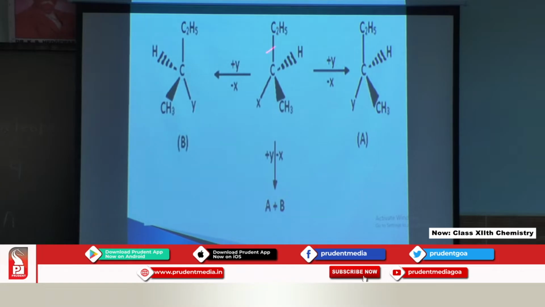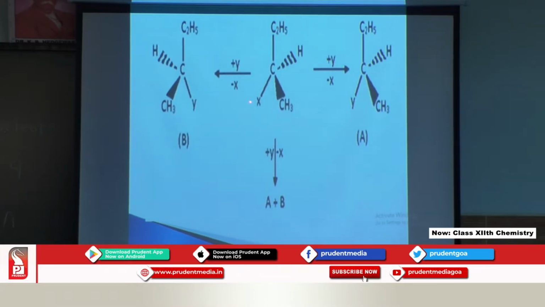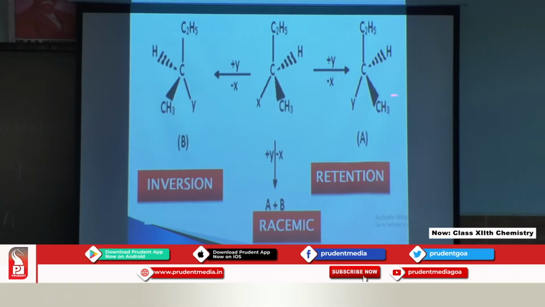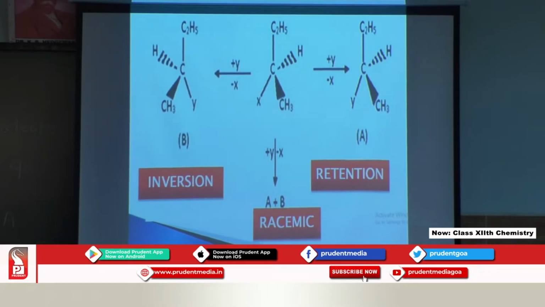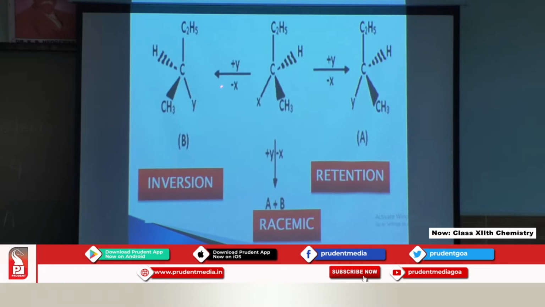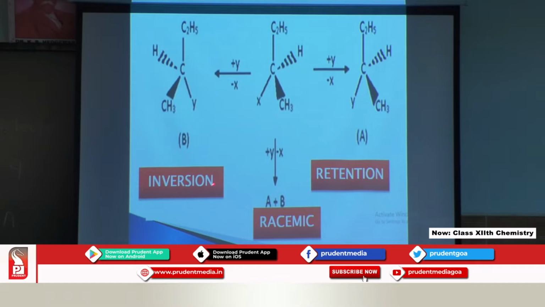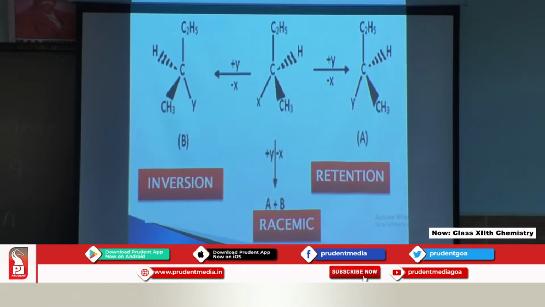If you consider this molecule, if X is replaced by Y, here the structure remains the same, only the replacement of X by Y takes place. We are getting retention. The structure retains its identity. If you take X and replace it again with Y, but you can see this is just the opposite way. This looks like the mirror image of that. So, that is known as inversion. Invert means opposite.